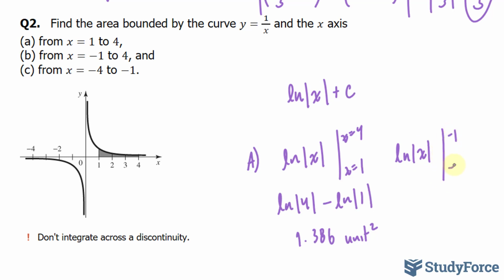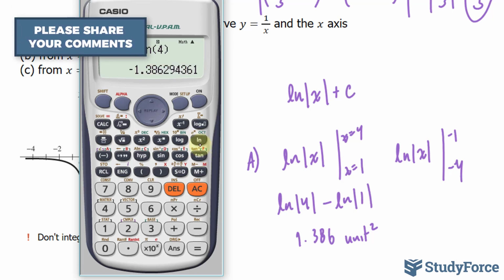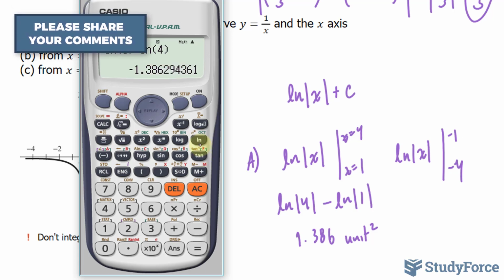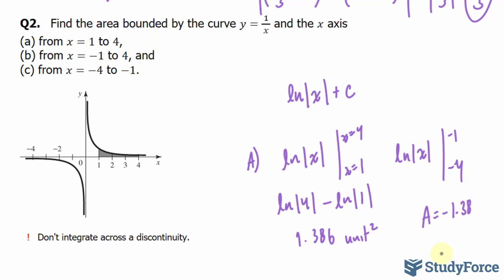And finally, for part C, we have to find out what happens to ln absolute of x between negative 4 and negative 1. Notice that this is below the x-axis, so expect your area to be negative. ln at 1. I'm not going to bother putting -1 because we have to take the absolute of -1, and that's +1. Minus ln at 4 gives me -1.38. Area here is -1.38 as expected.